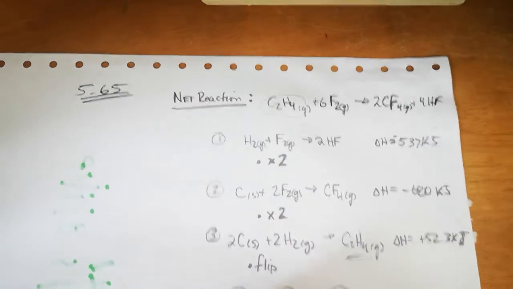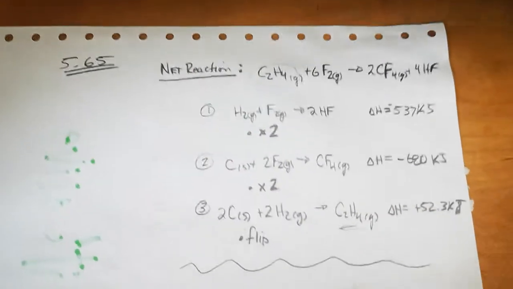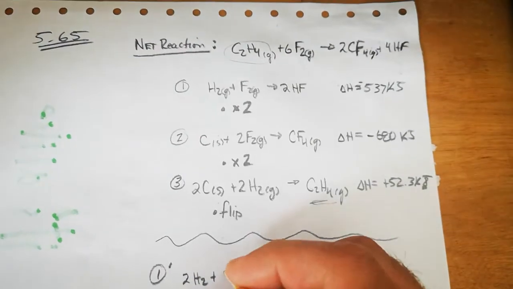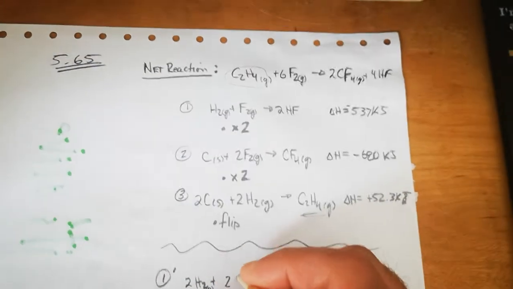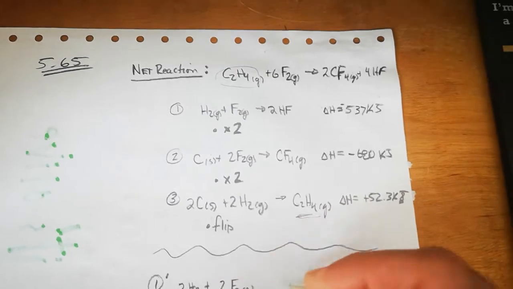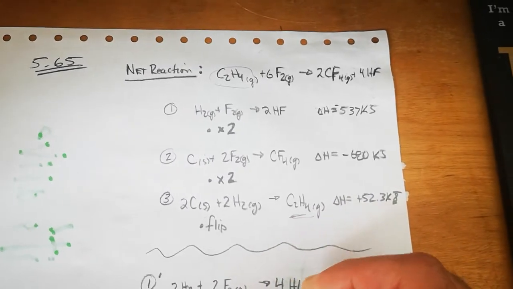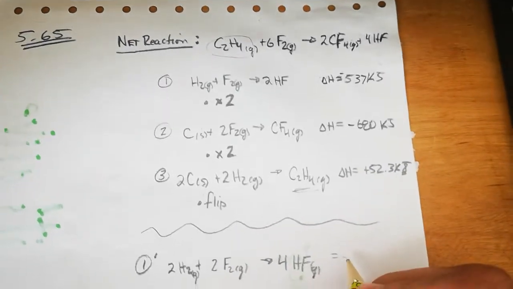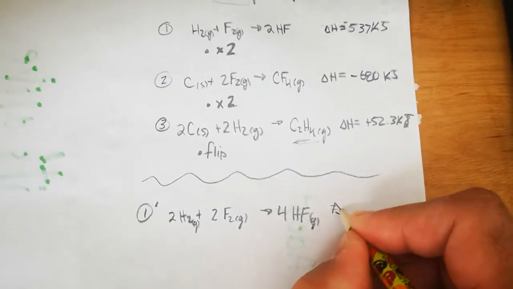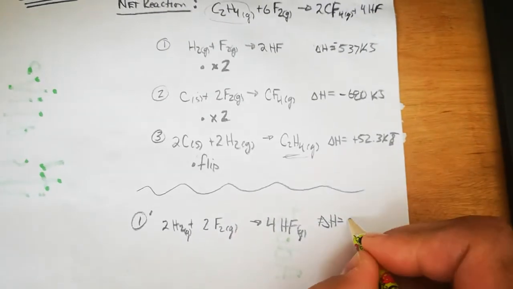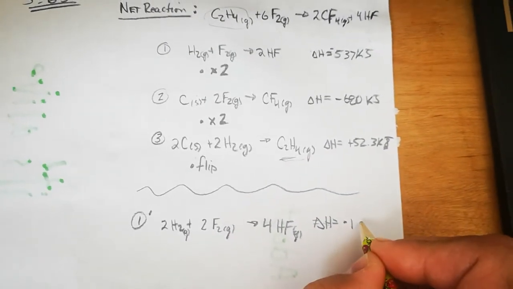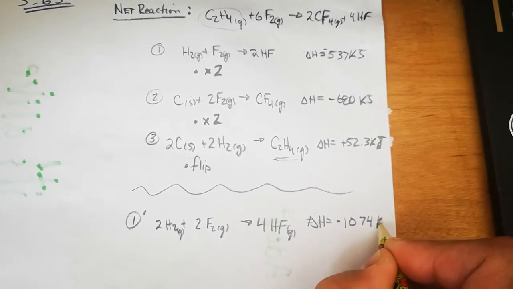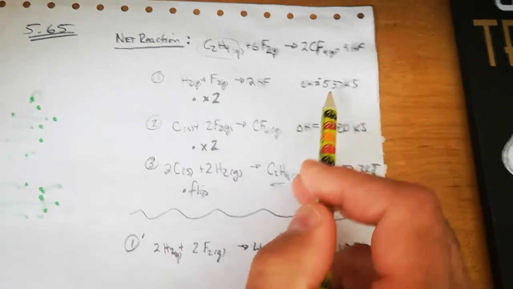So we're going to draw reaction number 1 as 2H2 plus 2F2 gas, state of matter matters, forming 4HF gas, but our delta H is going to be negative 1,074 kilojoules. You double the reaction, you double the enthalpy.